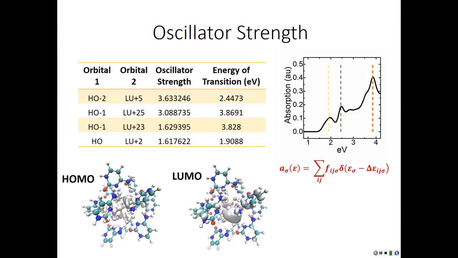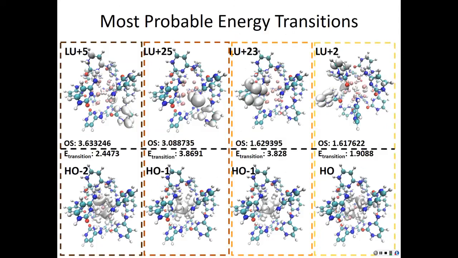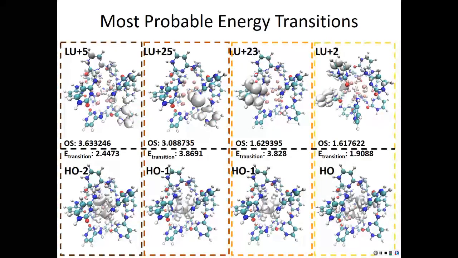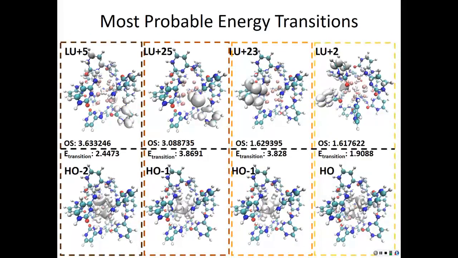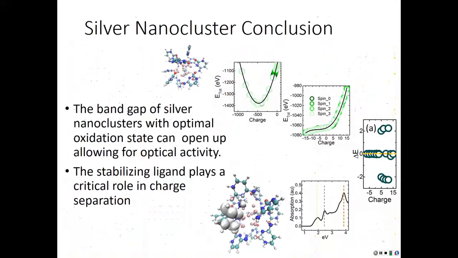Looking at the molecular orbitals of these 4 strongest transitions, we see that for all the lower energy states, this is where the electron would first reside before it is excited, that the molecular orbital resides right around the core of the silver. But then when we excite it, it jumps to a molecular orbital that resides predominantly on the ligand. So this gives us an idea that not only is the size of these silver nanoclusters and the charge important to the photophysical properties, but the ligand itself also plays a role in the fluorescence.